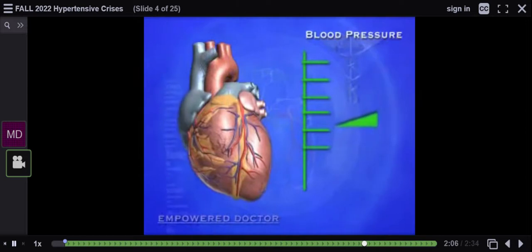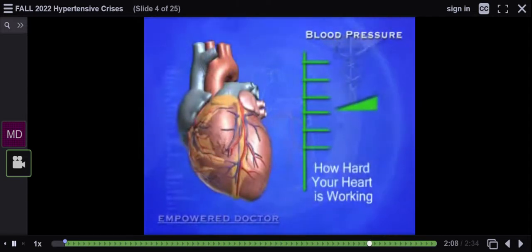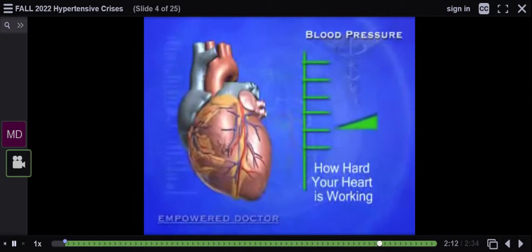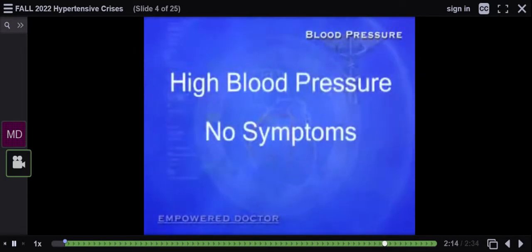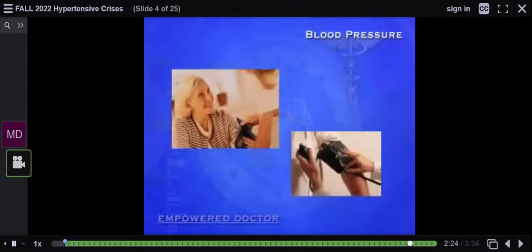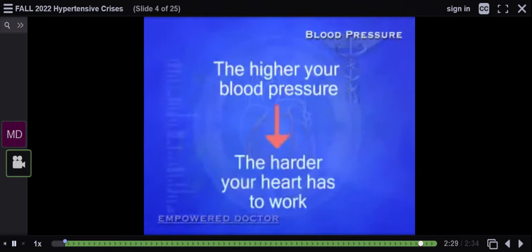So, when your blood pressure is measured, it's essentially an indicator of how hard your heart has to work to pump enough blood with every beat. Because high blood pressure has no symptoms, many people do not know they have it. This is why high blood pressure is often called the silent killer. The only way to tell if you have high blood pressure is to have your blood pressure checked regularly. So remember, the higher your blood pressure, the harder your heart has to work with each beat.